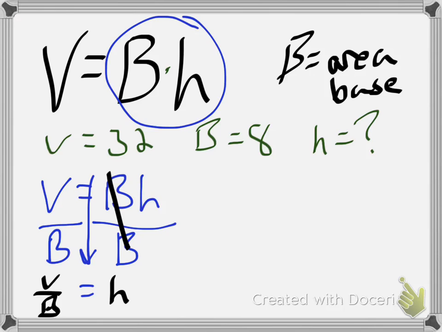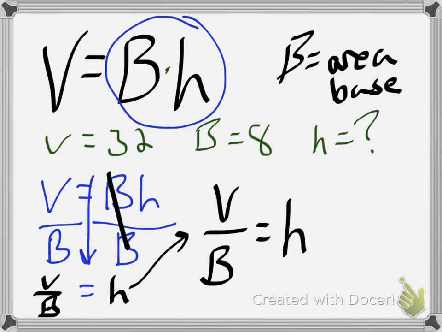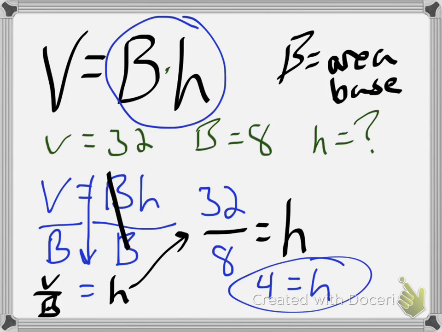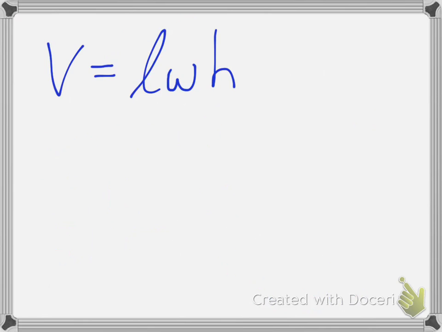So now, let's go over here so we have some more room. Let's say we take this and plug it in here, and we take this 8 and plug it in right here. So it makes our problem easier. V is 32, and B is 8. So 32 divided by 8 is 4. It makes our problem a lot easier once we solve the formula. So let's do some more.